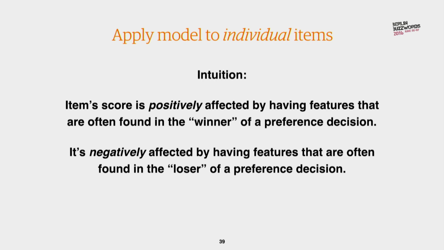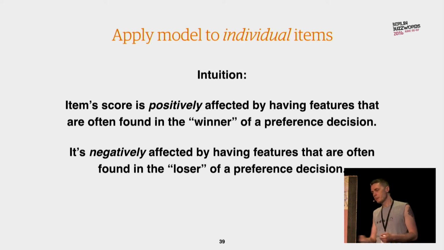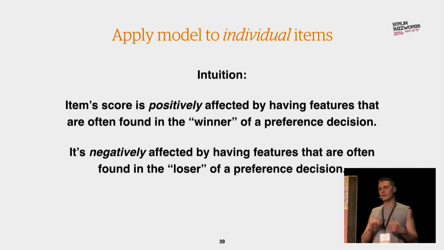Now, even though you've trained the model on differences between items, you still need to apply it to individual items to obtain a ranking score for each one. So what that means intuitively is that an item score should be positively affected by having features that are often found in the winner of a preference decision, because they'll get a positive score in the weights in the model. And it'll be negatively affected by having features that are often found in the loser of a preference decision because they'll have a negative weight in the model.